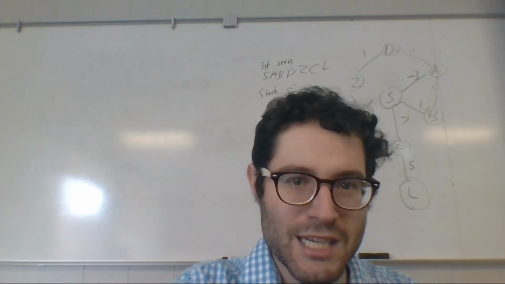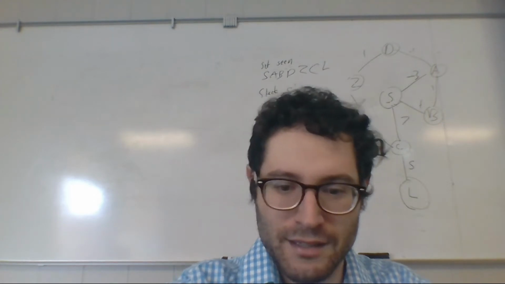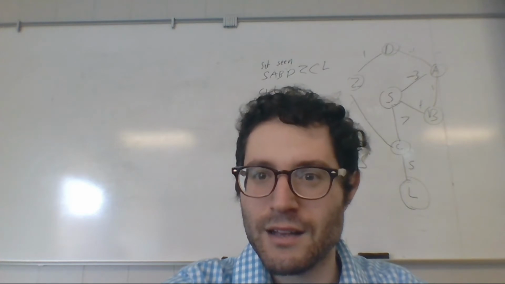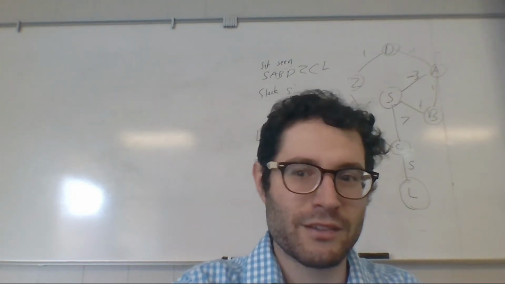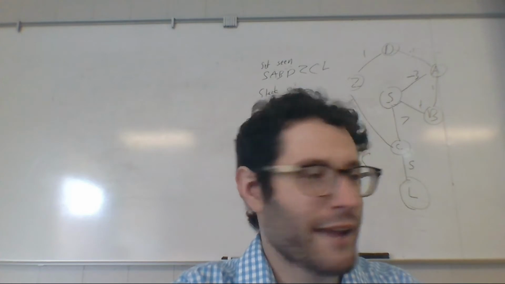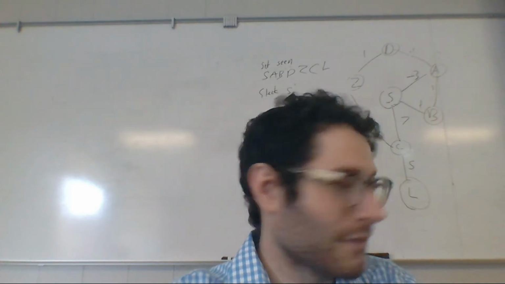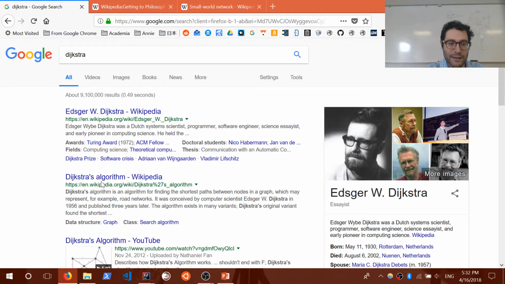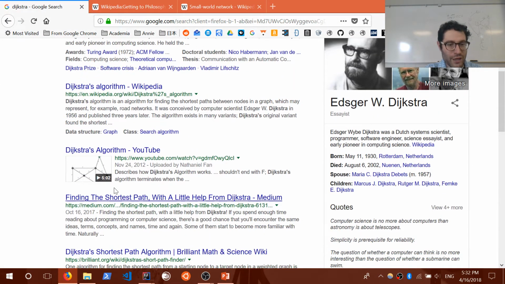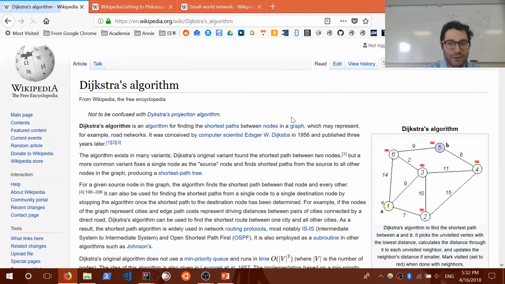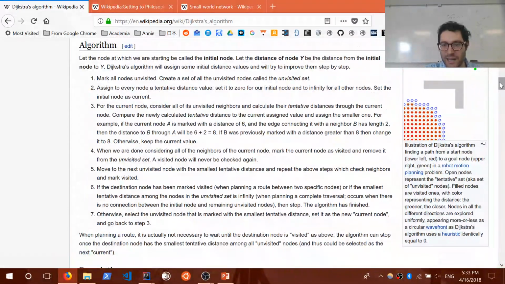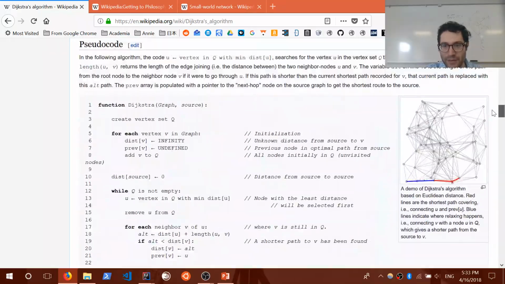So that's D-I-J-K-S-T-R-A. Dijkstra's. Right? If you search for Dijkstra, the first result is Edsger Dijkstra, the person, the computer scientist. The next thing is Dijkstra's algorithm. The third thing is a YouTube video about Dijkstra's algorithm and how it works. And Dijkstra's algorithm has an animation here on how it works. Let's see if it has more animations. Yes, it does. It's got plenty of animations over here.